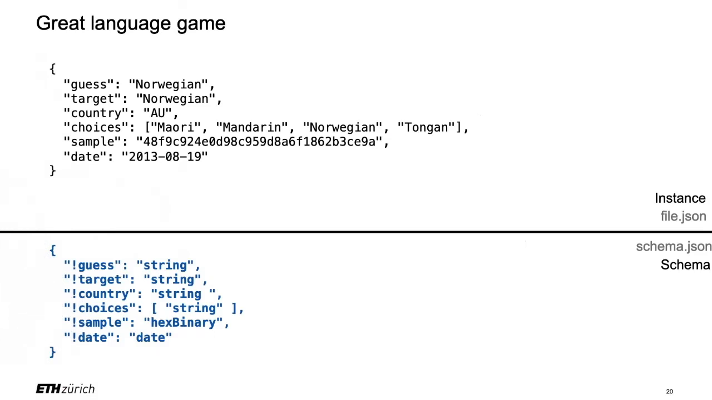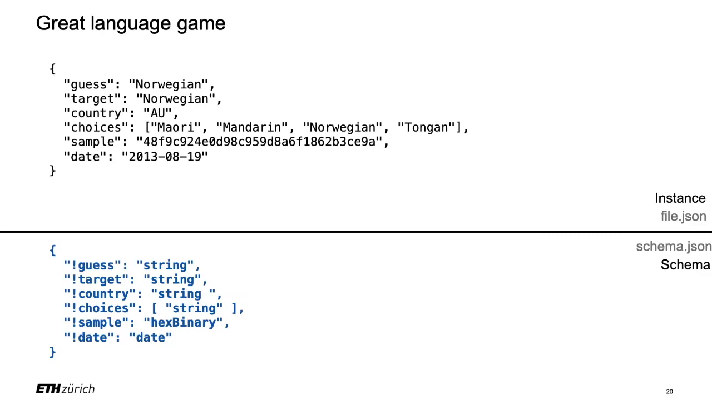Now, just to give you an example, this is the Great Language Game, so we'll use it as a dataset many times in the lecture. We have millions of objects like that that correspond to people playing, trying to recognize languages. On the top, you have one of them. There are millions of those, but I'm just showing one. And below is the schema. And hopefully you will see that it's very visual, right?